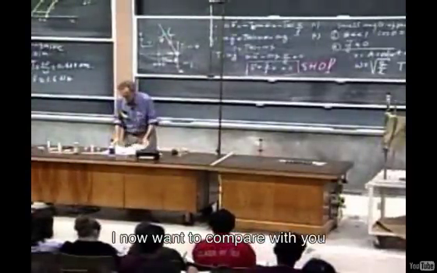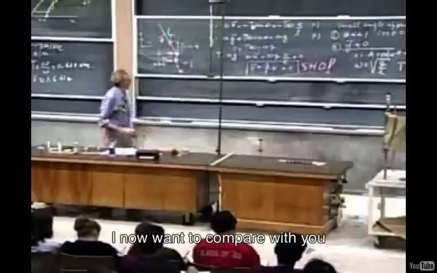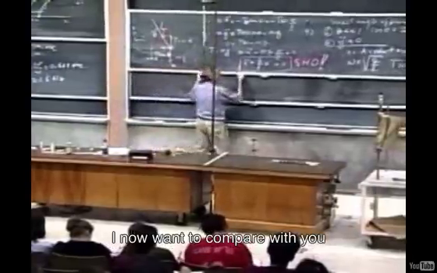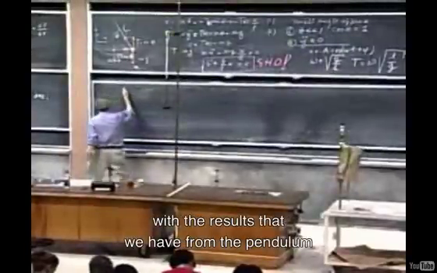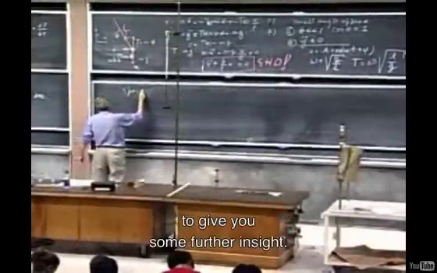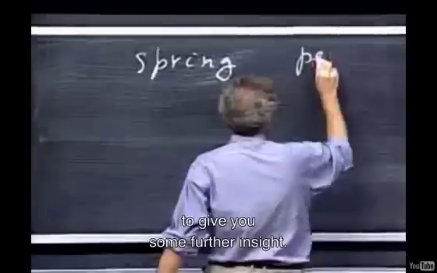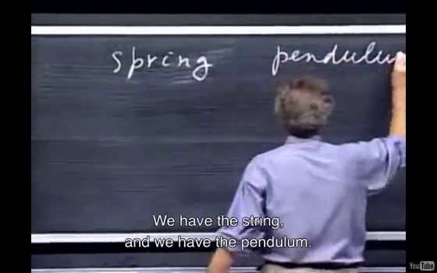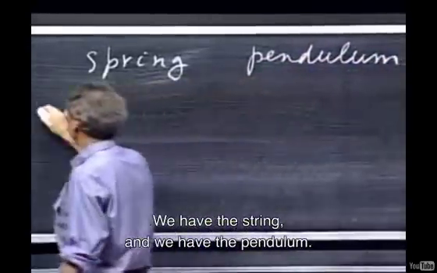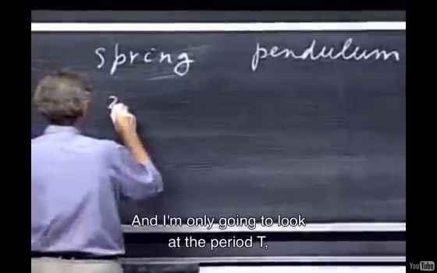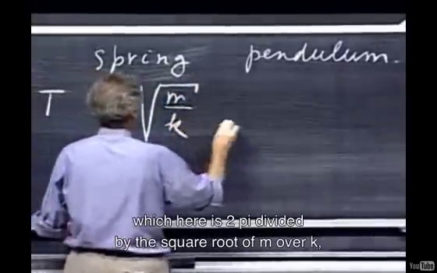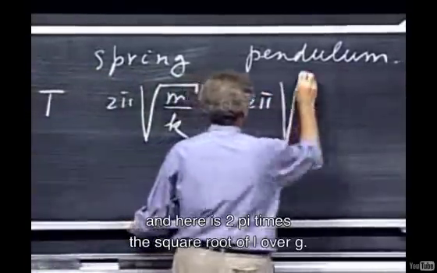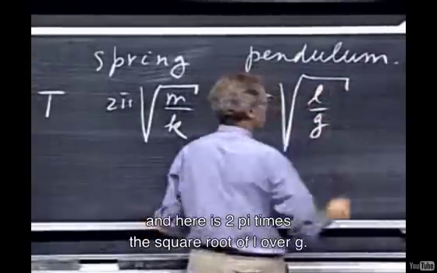I now want to compare with you the results that we have for the spring with the results that we have from the pendulum to give you some further insight. We have the spring and we have the pendulum. And I'm only going to look at the period T, which here is 2 pi times the square root of m over k, and here is 2 pi times the square root of L over g.